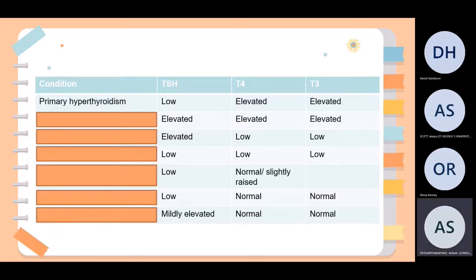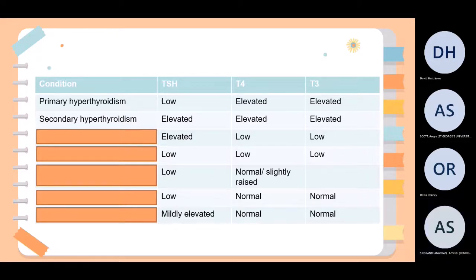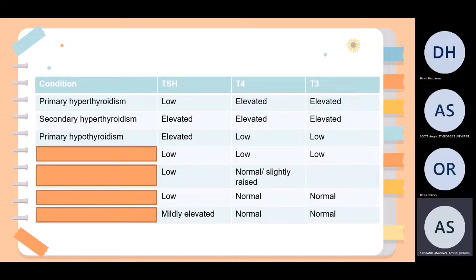Yep, it is your secondary hyperthyroidism. Well done. You're on a roll, guys. So next one, it's an elevated TSH, but a low T4 and T3. Yep, so you've got a primary hypo. Well done. And the next one, everything's low. Oh, Hashimoto, well, yep, that's also a primary one. So the next one was, yep, secondary hypo.